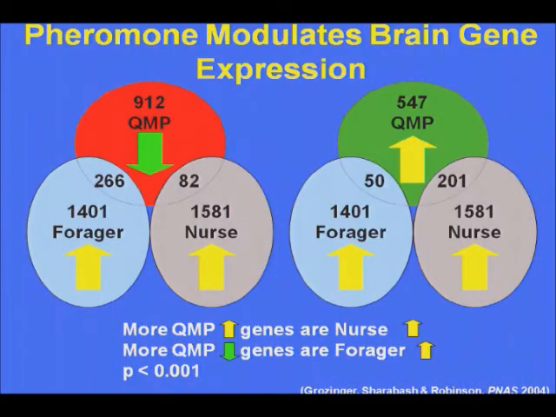Another example of social regulation of gene expression gets back to the pheromone. Pheromone modulates brain gene expression in a way that's consistent with its role in behavioral maturation. For this example, I took another pheromone, this one produced by the queen, queen mandibular pheromone, abbreviated QMP. QMP delays the onset of foraging, and it upregulates the genes that are upregulated in nurses, and downregulates the genes that are upregulated in foragers. So we have evidence for social regulation of behavioral maturation, and we see this echoed at the level of changes in gene expression.